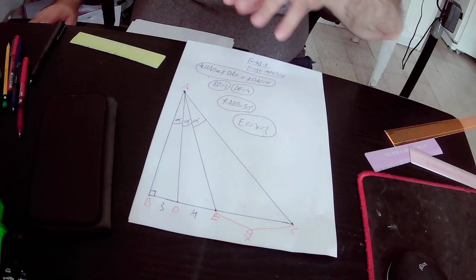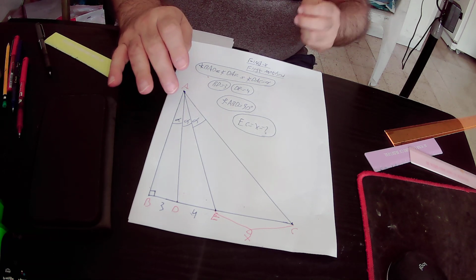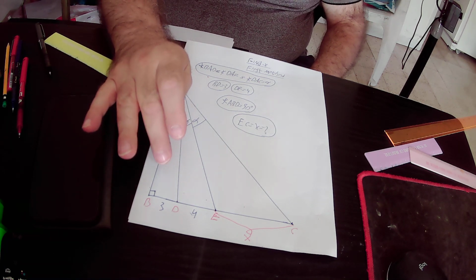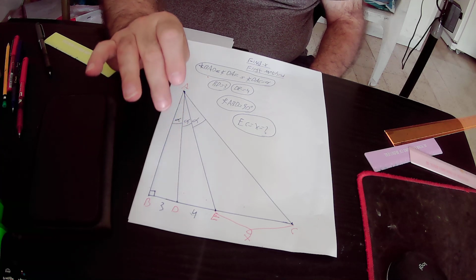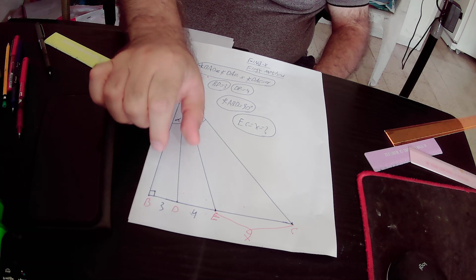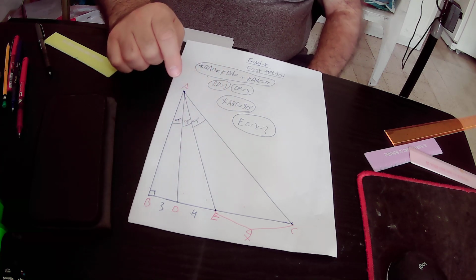Now in this lecture we will find the value of x using two different methods. In the drawing we have right triangle ABC. We know that angle ABC is a right angle, it equals 90 degrees. We also know that BD equals 3 units, DE equals 4 units.